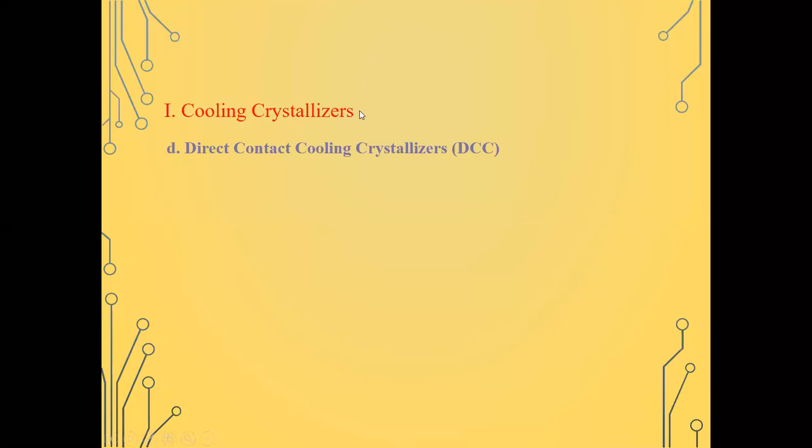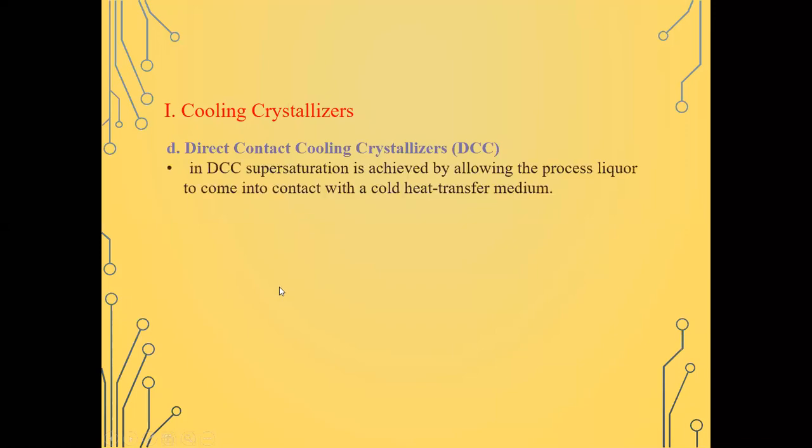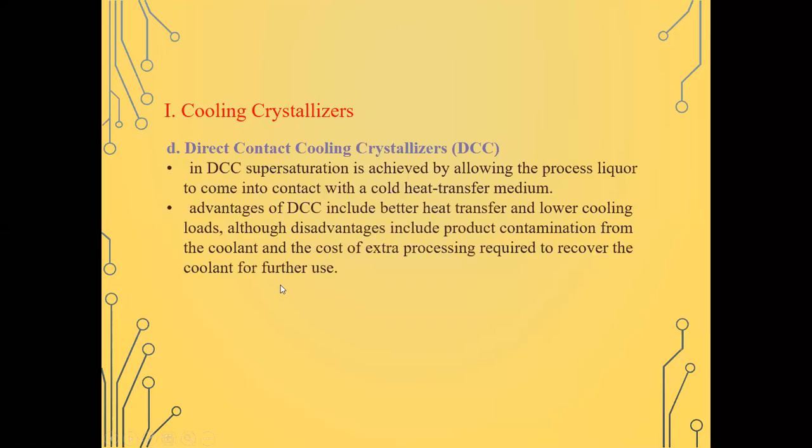Type of crystallizer under the cooling crystallizers, and we call them DCCs, or the direct contact cooling crystallizers. Now, in DCC, supersaturation is achieved by allowing the process liquor to come into contact with the cold heat transfer medium. Advantages of this DCC include better heat transfer and lower cooling loads. Disadvantages include product contamination from the coolant, because there's direct contact of the coolant with the product, and the cost of extra processing required to recover the coolant for further use.